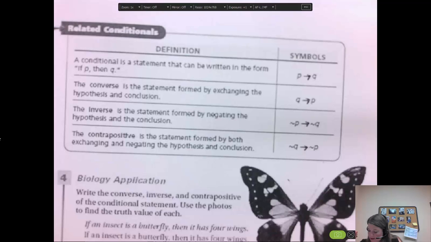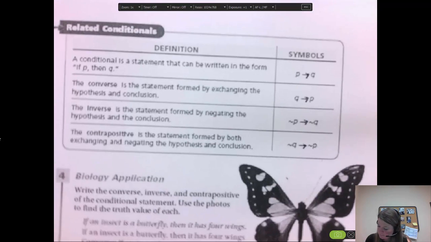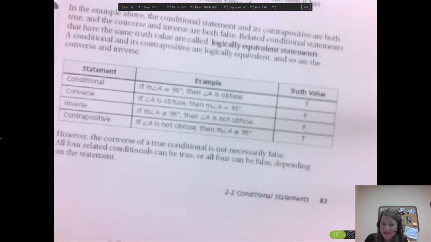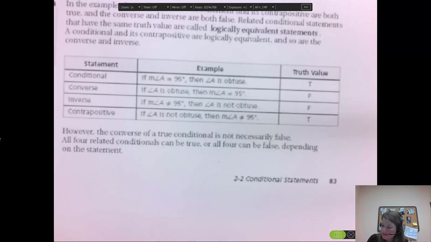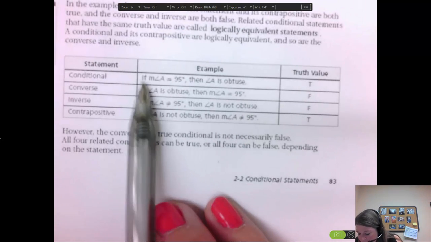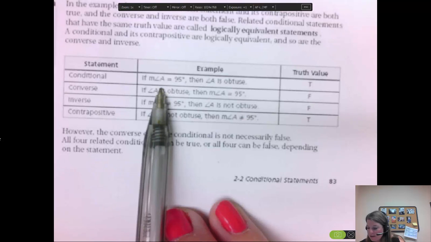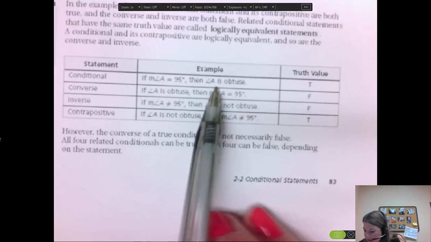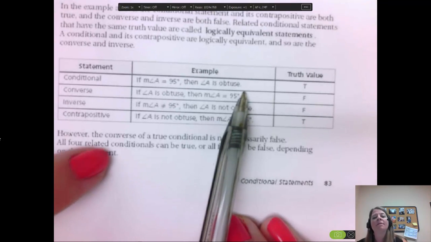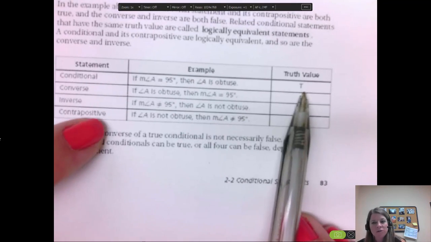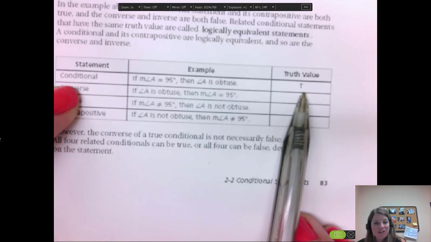All right, so all of that is great, except now how would I see that in terms of a problem? Well, let's look at this example they give down here. I like the way they did this one. So here's our conditional statement. If the measure of angle A is 95, then A is obtuse. Is that true? If A is 95, is it obtuse? Well, yes, it is true. So our conditional is true.